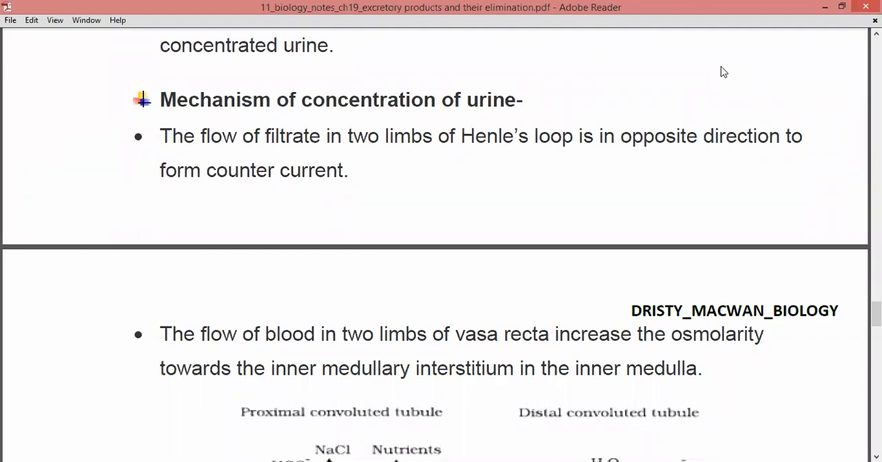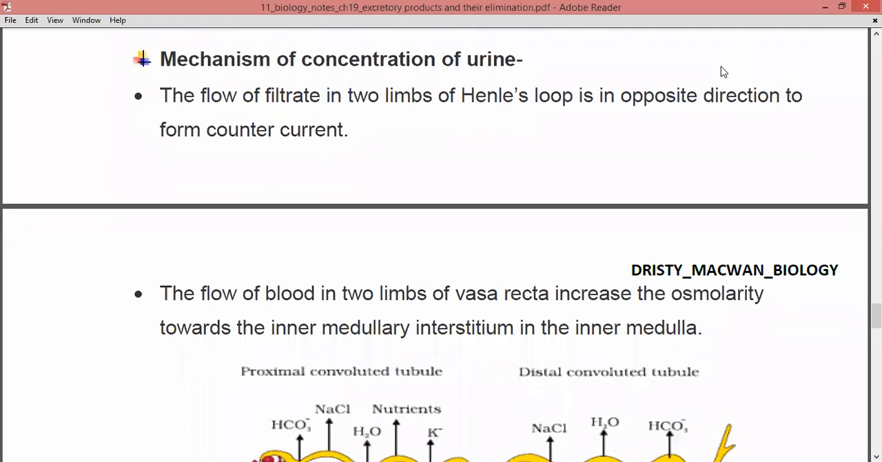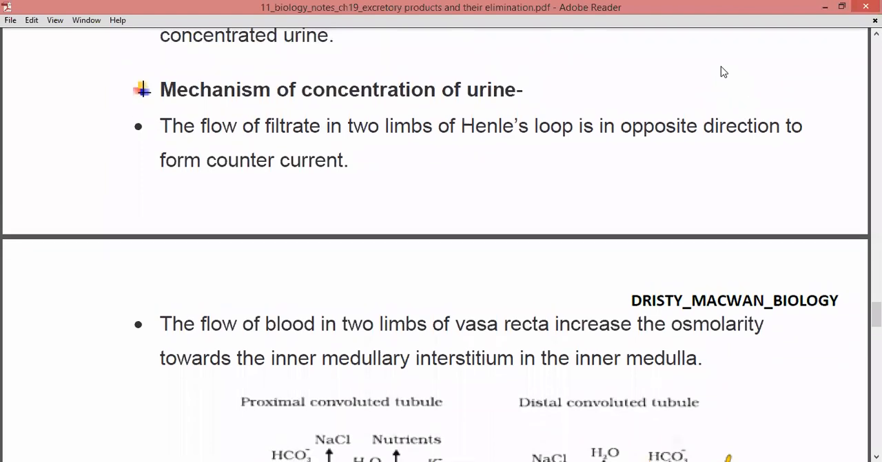And why is it so? Because the two limbs of the loop of Henle run in opposite directions, and they flow the filtrate in two different, opposite directions. For this reason, as the directions of flow of the filtrate are different, it is known as the countercurrent mechanism.